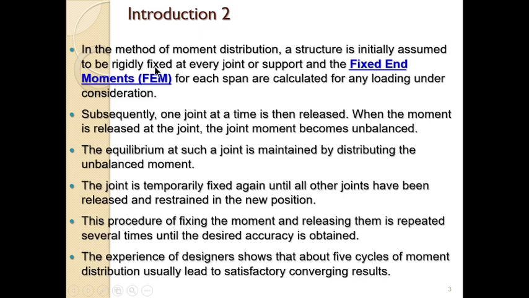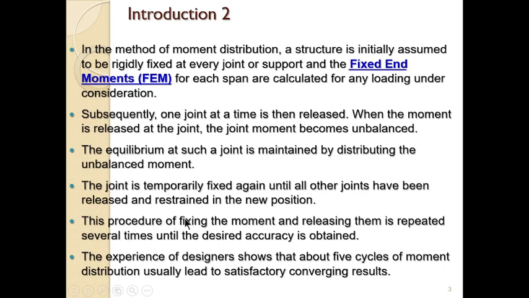Now, in the method of moment distribution, the structure is initially assumed to be rigidly fixed at every joint or support, and then the fixed end moment is calculated for each span. Subsequently, one joint at a time is then released. When the joint is released, the moment becomes unbalanced. And so the equilibrium at such a joint is maintained by distributing the unbalanced moment. The joint is then temporarily fixed again until all other joints have been released and restrained in the new position.